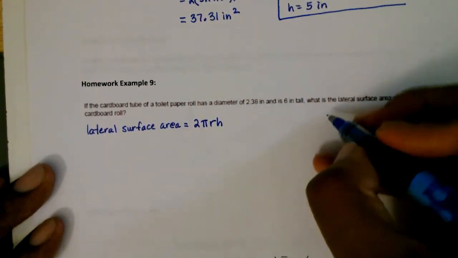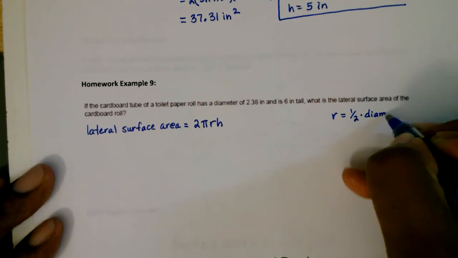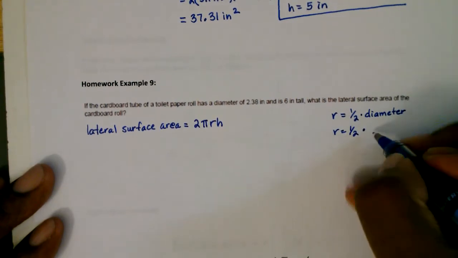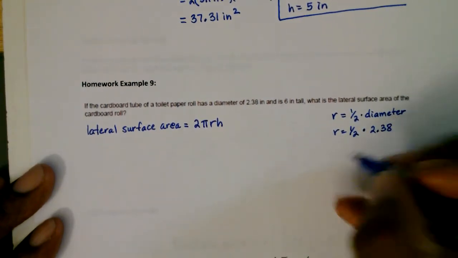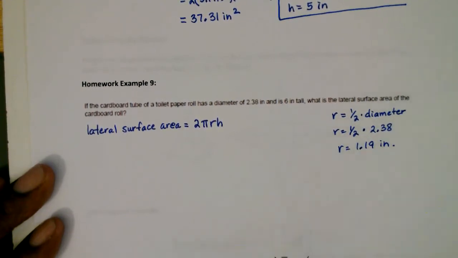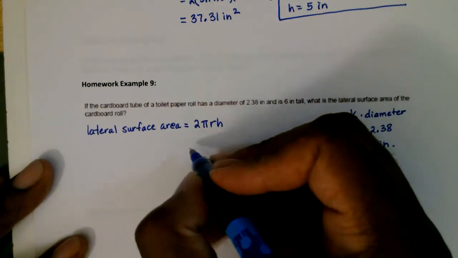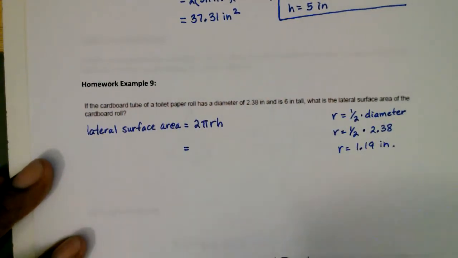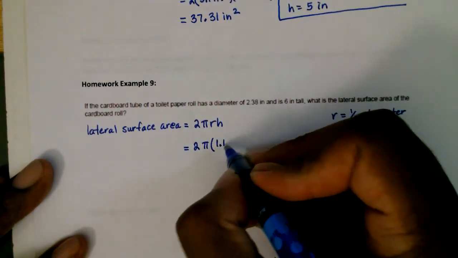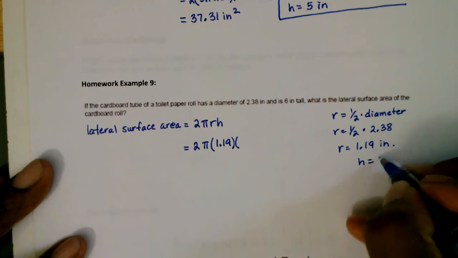But here we know the diameter is 2.38 inches. So I have to take 1/2 the diameter to get my radius. So it'll be 1/2 of 2.38, and half of 2.38 will be 1.19. And this is in inches. So the radius is 1.19 inches. Now here we're going to give our answer in terms of pi. So here I'm going to do 2 pi times the radius, which is 1.19, times the height, that's 6.